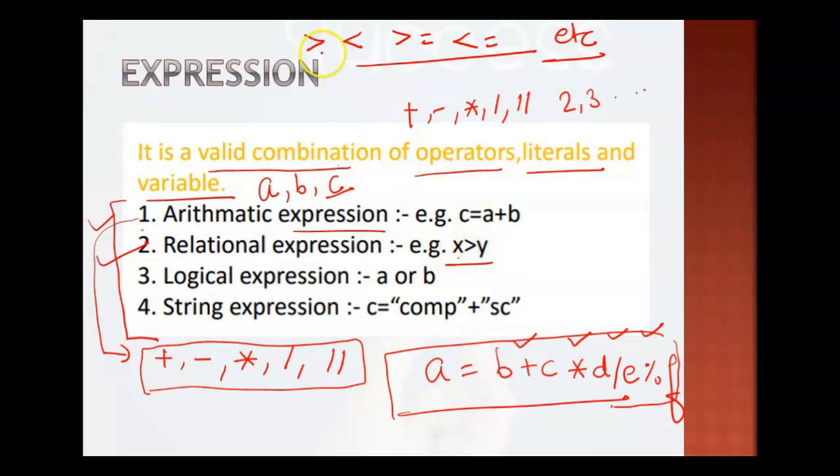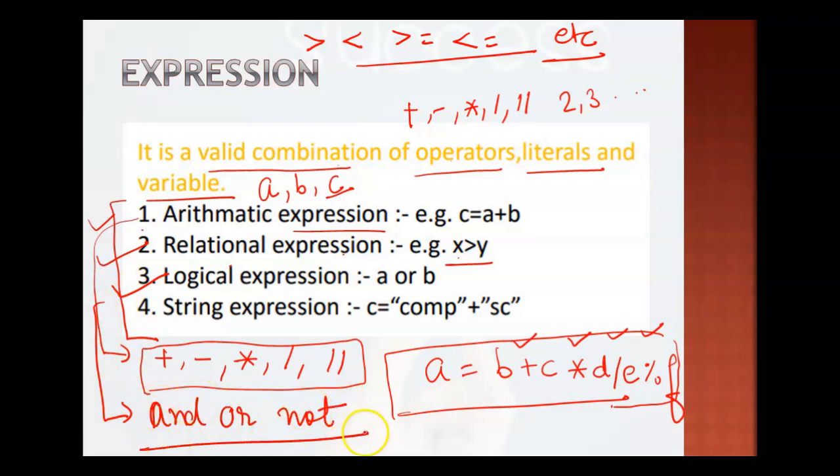Greater than is a relational or conditional operator, so that particular expression is considered a relational expression. Moving to the next one, we have the logical expression. Under the categorization of logical operators, you have and, you have or, and you have not. If in an expression you are using only the logical operators, it is called a logical expression. You can see A or B, where or is a logical operator, so it is a logical expression.